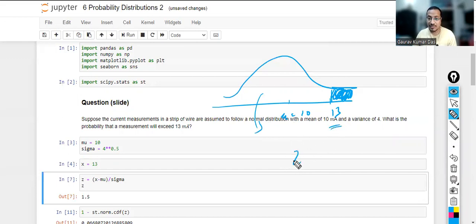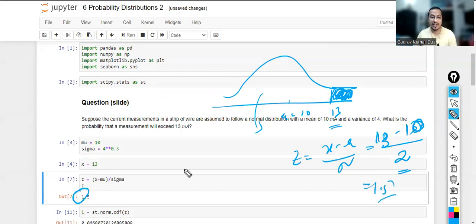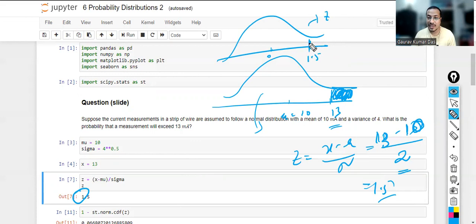So my 13 will become z equal to x minus mu divided by sigma. X is 13, x minus mu is 3, divided by sigma, which is 2. So this will be 1.5. So my z is actually 1.5. My new distribution, the standard normal distribution, has mean 0 and sigma 1, and this is 1.5. This is the value of z. Earlier it was 13 for x, now this z is 1.5. This is the probability which we want.